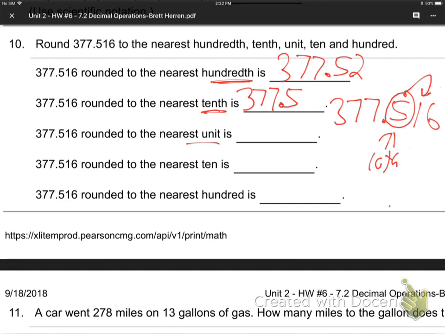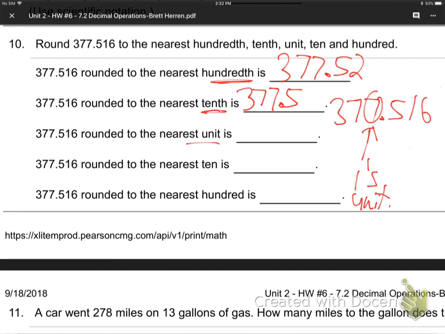Good. How about the next one? Nearest unit. Now, what do they mean by unit? What place? The ones place, right? That's how they say the ones place. Units. It's kind of a weird thing to say, but that's what they mean. So they mean the ones place. So right here, that's the ones. They call that the units place.